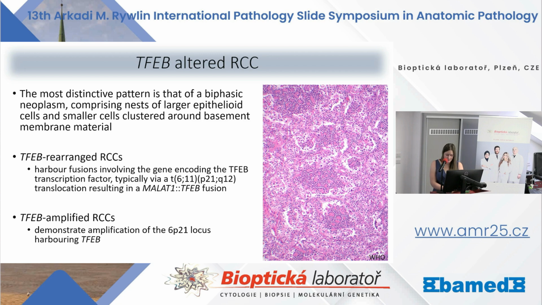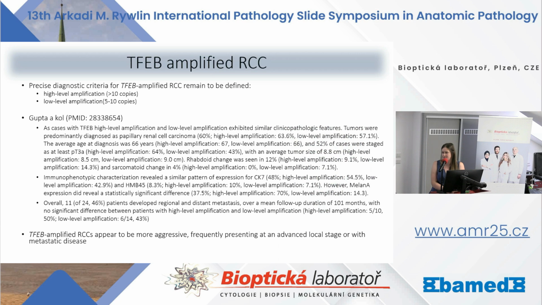In the first descriptions of these tumors, the tumor was described as a tumor with a distinctive pattern. Usually they had a biphasic morphologic pattern comprising nests of larger epithelioid cells and small cells clustered around basement membrane material. However, when more and more cases were published in the literature, we saw that the morphologic spectrum of this tumor is very wide and absolutely unpredictable. And this tumor may even mimic other renal neoplasms, so it is not easy to establish the diagnosis.